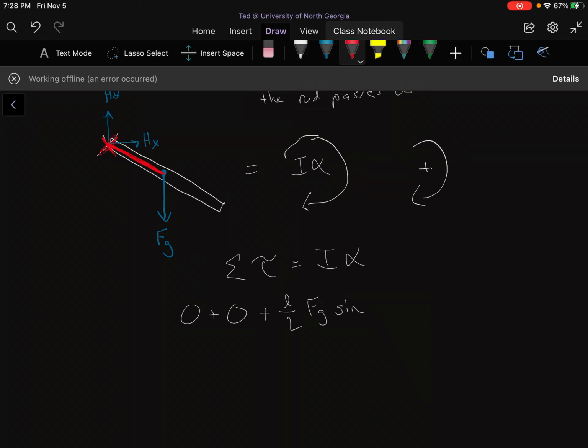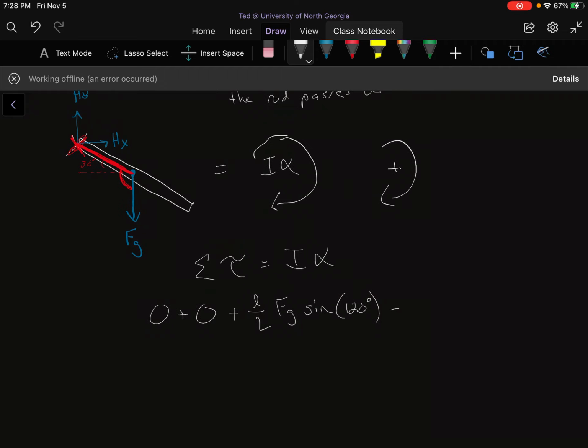And the angle of the torque is going to be this angle right here, the angle between the lever arm and the force. And what we know is that this angle is 30 degrees. So the total angle we're looking for is 30 plus 90, or 120 degrees. Okay, so those are my torques, and that should be equal to the moment of inertia times the angular acceleration.